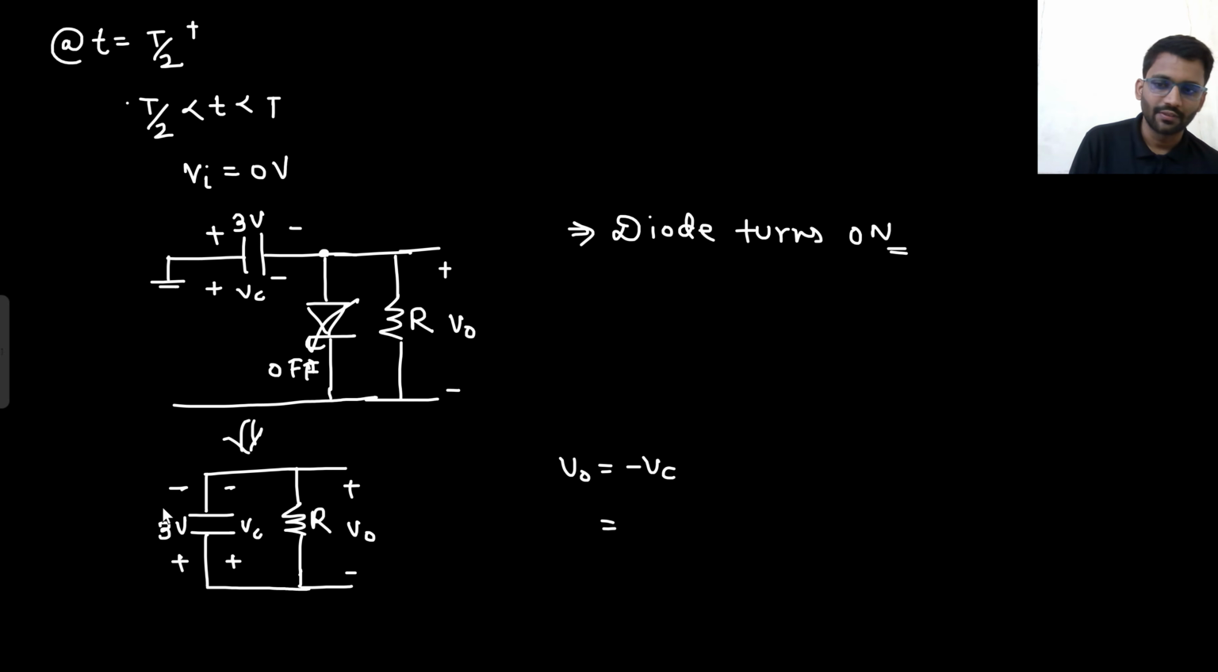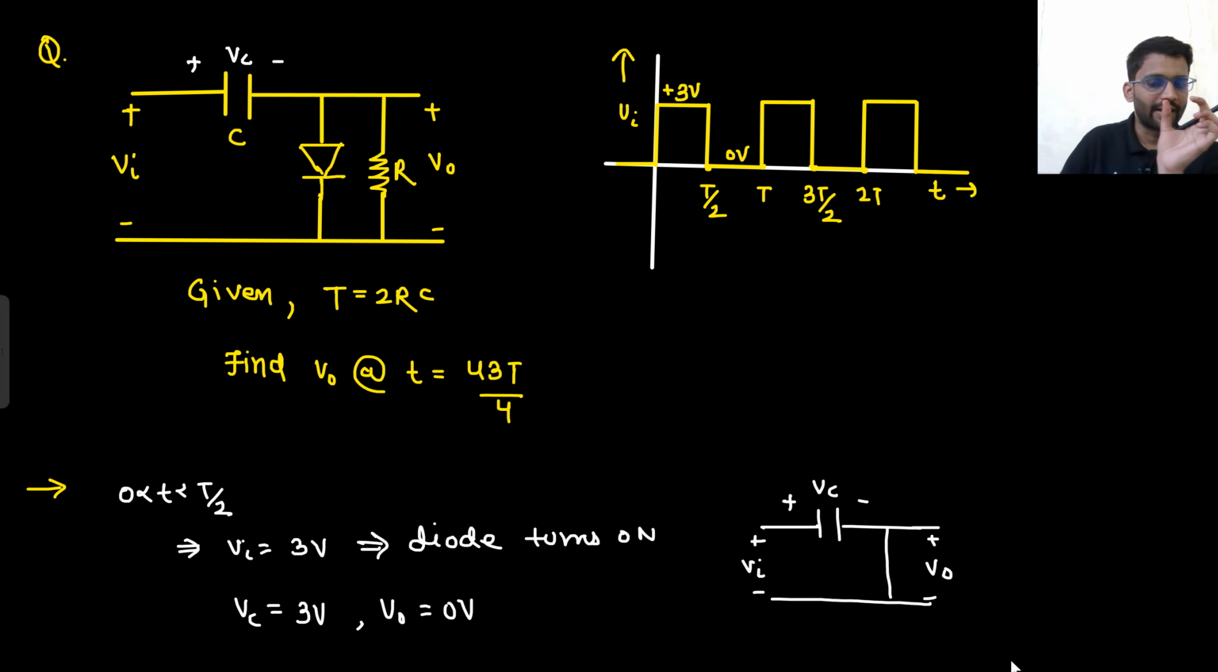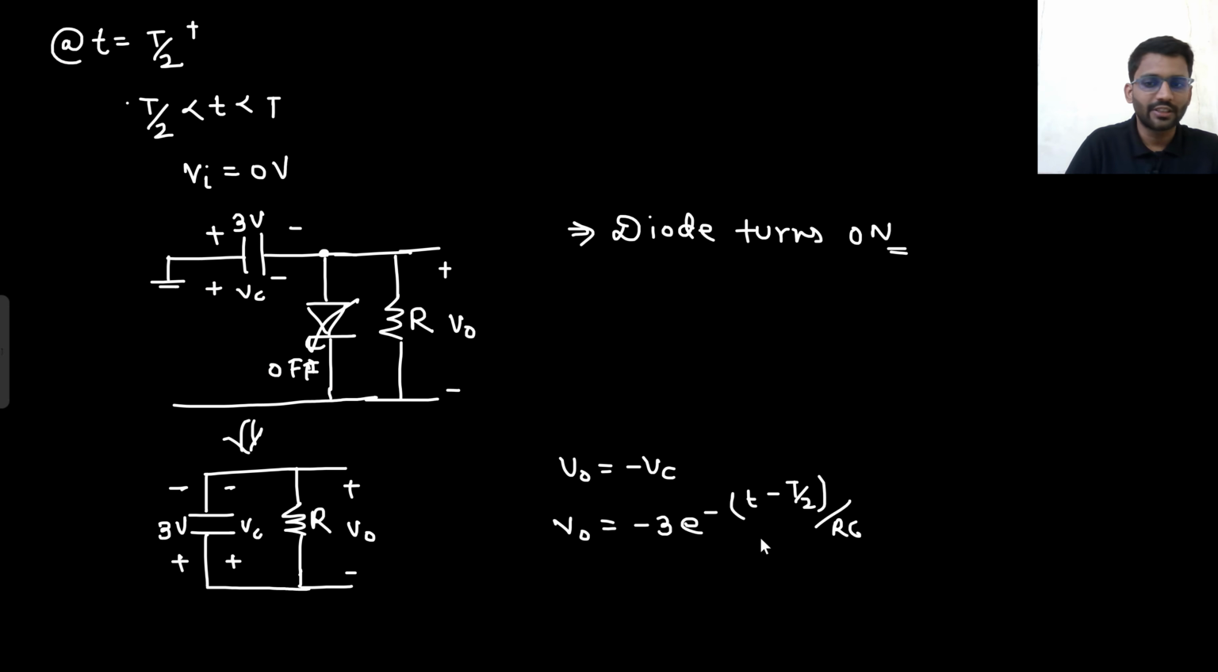And what is VC? VC will simply discharge to 0 volt because the capacitor is trying to discharge. So your V0 will be minus e to the power minus t by tau. Tau is RC. But here I should not write t by tau, but t minus t by 2 over RC, because the time window we are starting from is t by 2. We are having the window from t by 2 to t, that means a window of t by 2. So in t by 2 time, how much will it discharge?